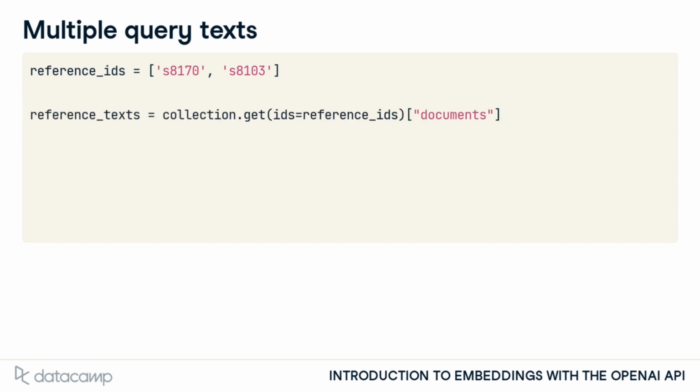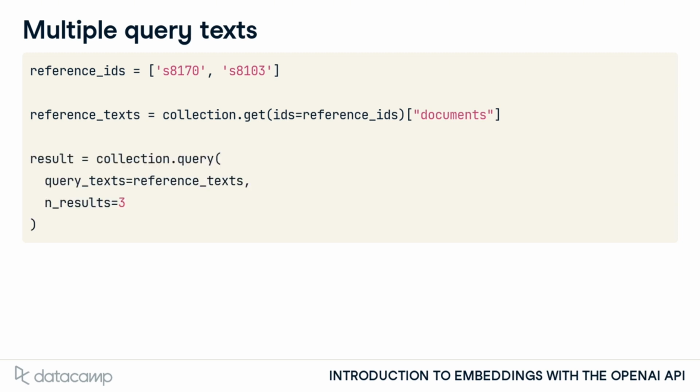First, we are using collection.get to retrieve both of our reference text. Notice that we are only extracting and storing the documents from these items in reference text. Since collection.query supports multiple query text, we can pass our reference text directly. We'll ask for 3 results.